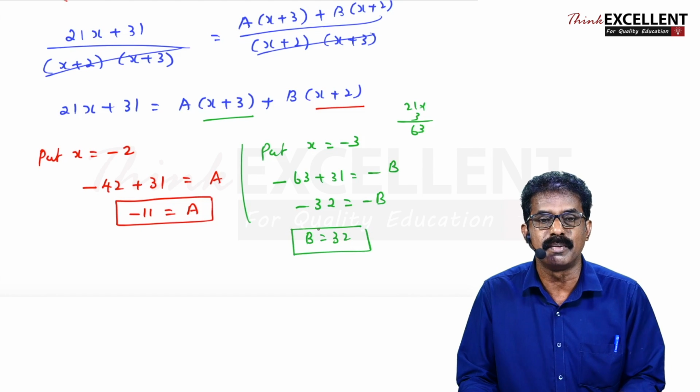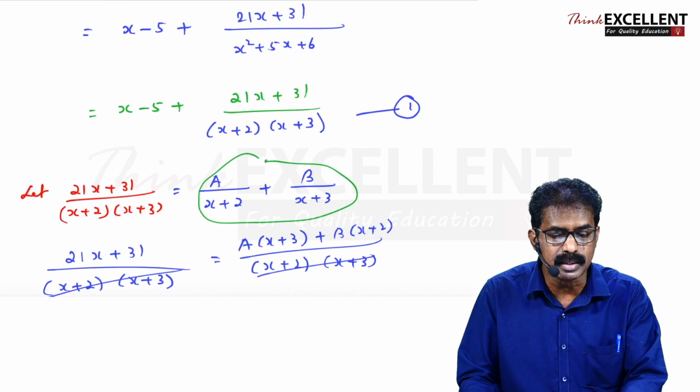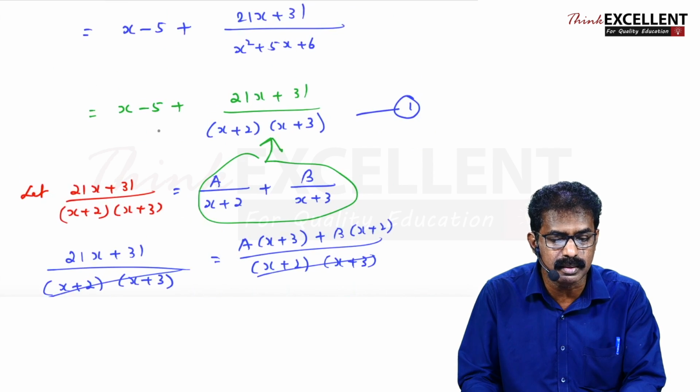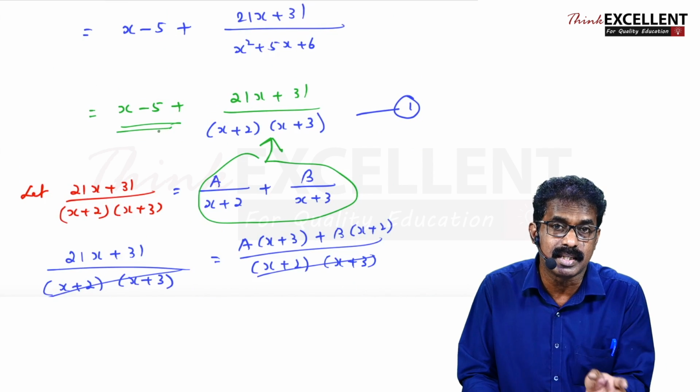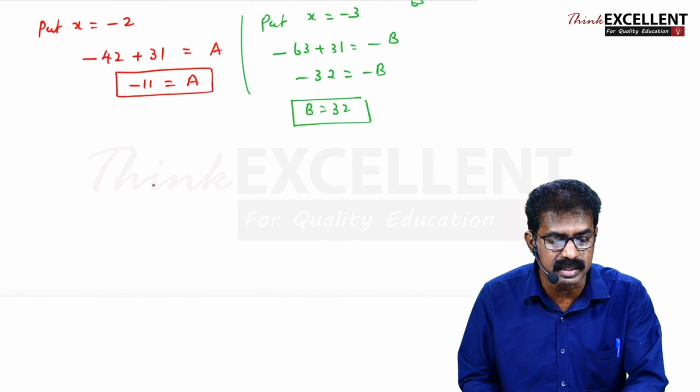Everything got it? a value, b value. Just substitute here. And this is the answer for this part, right? But don't forget that x minus 5 also, right? So your final answer is x minus 5 plus the partial fractions.